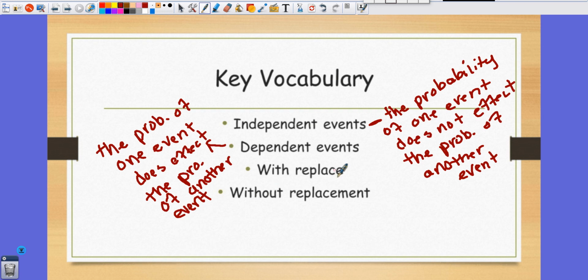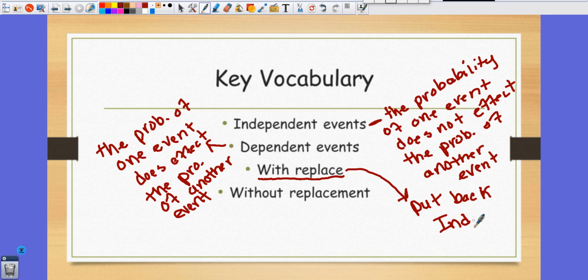Now, normally if you see keywords in this area, with replacement means to put back. So if you're doing an experiment and you take an object out, let's say you have a thing of marbles, and you take one marble out, before you do the next event, you put that marble back in, then that means the two events are going to be independent. So normally when you see with replacement or something indicating with replacement, that's a giveaway that that's an independent event.